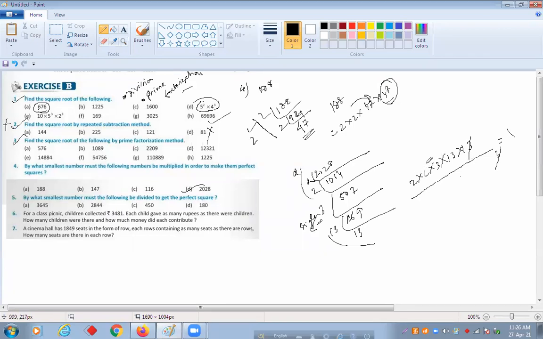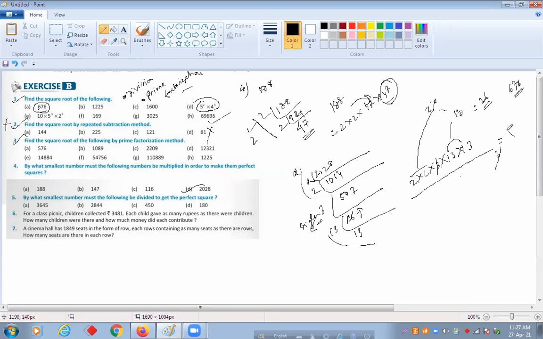Then it will be 2 into 2 into 13 into 13, a perfect square, as 3 and 3 cancel each other. When I find the square root, 13 will come out from these two, and another 2 will come out from these two. So we will get 26, and the square of it is 676.